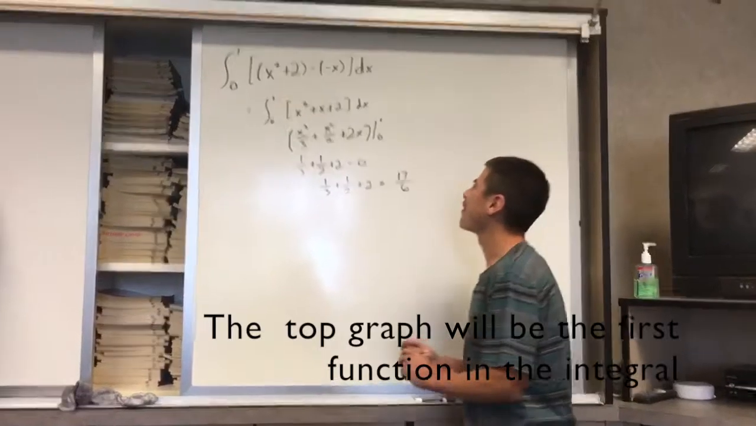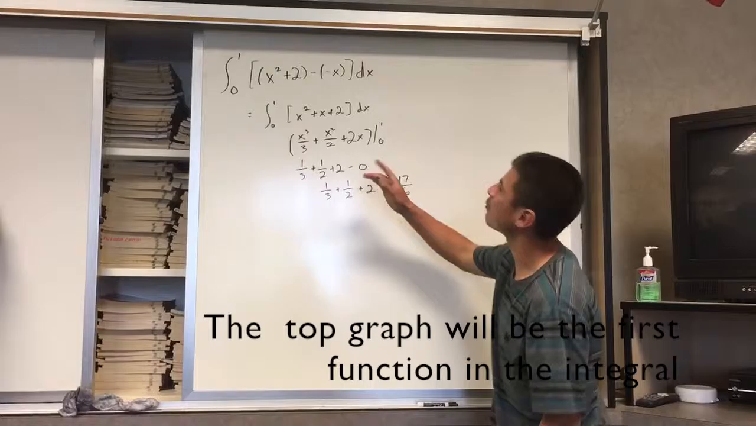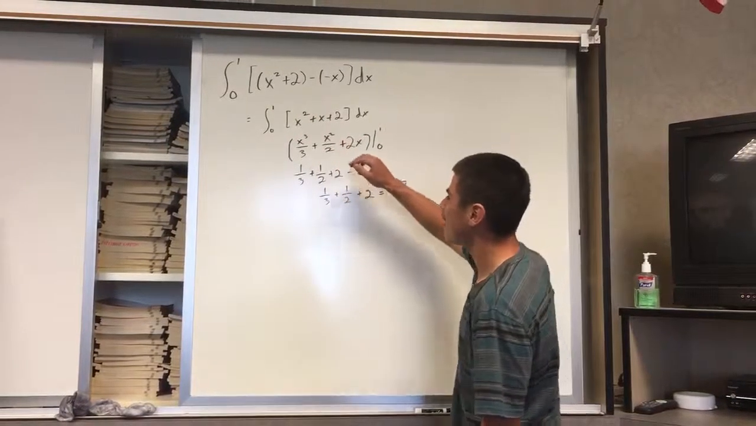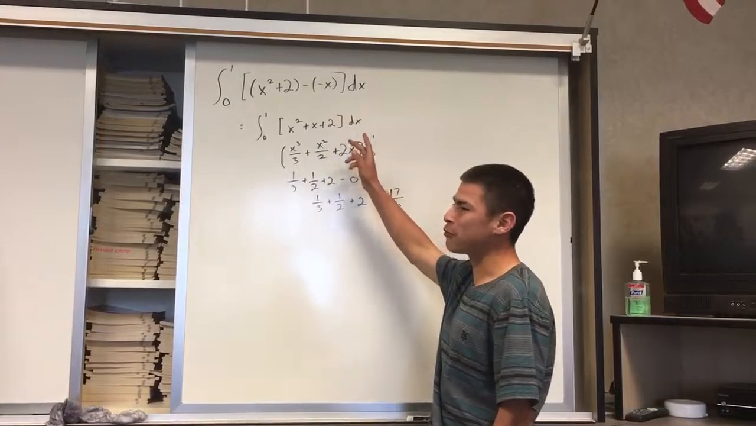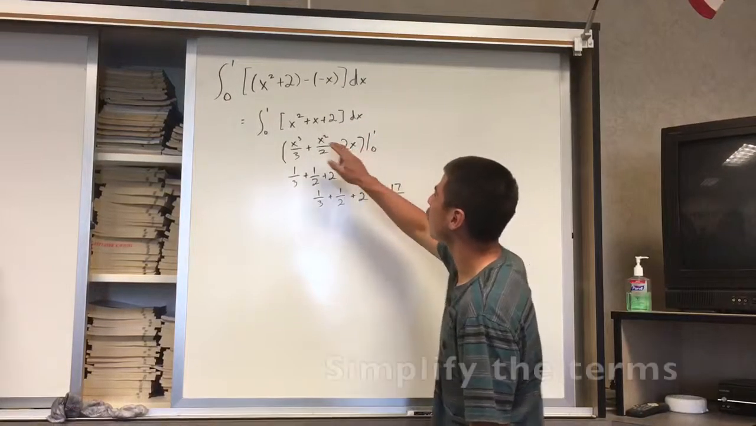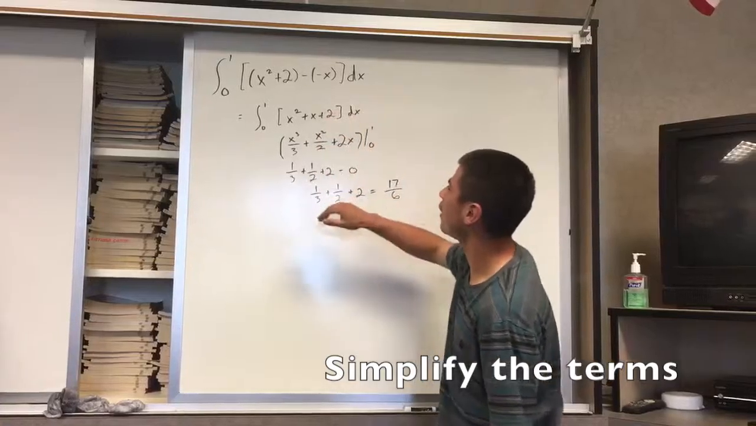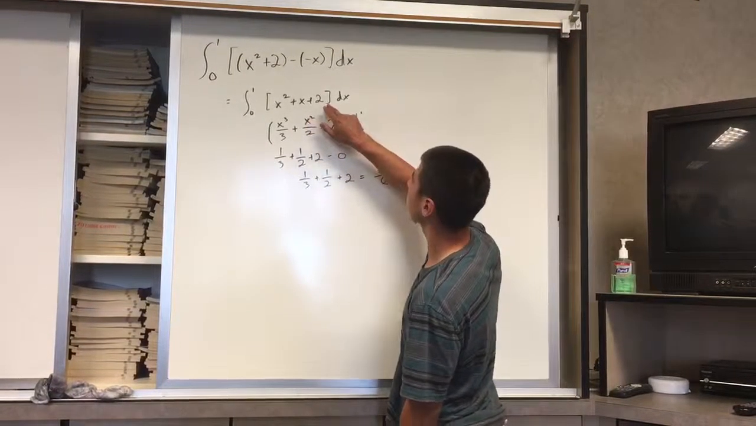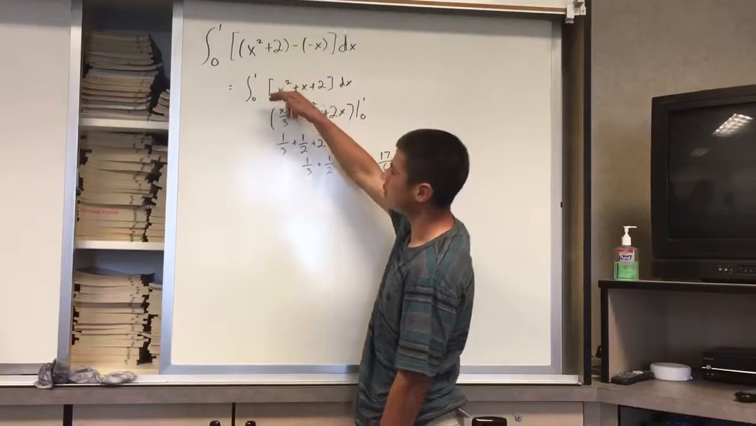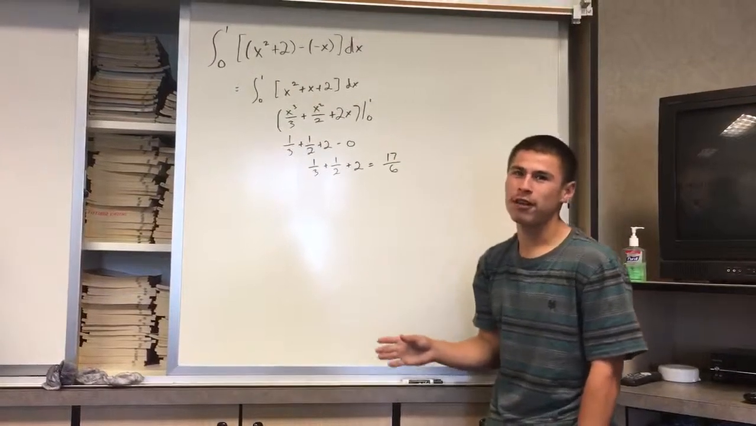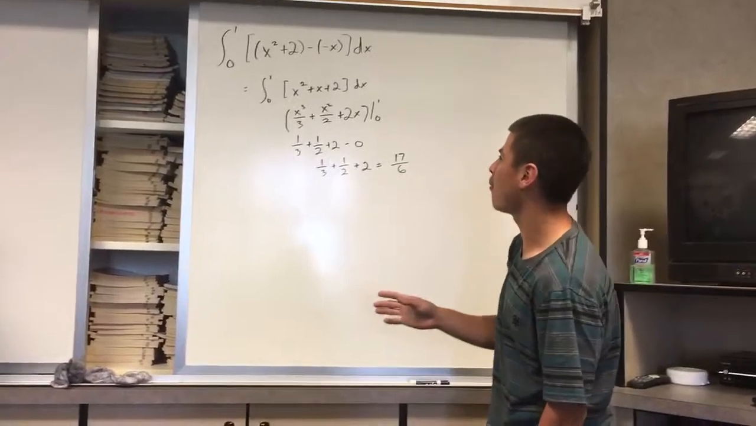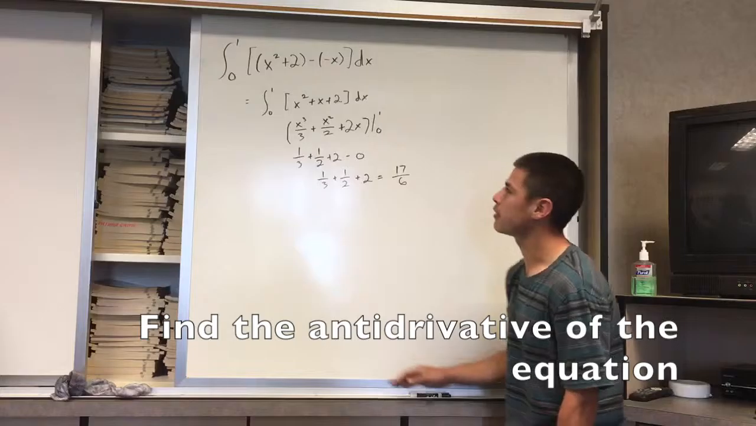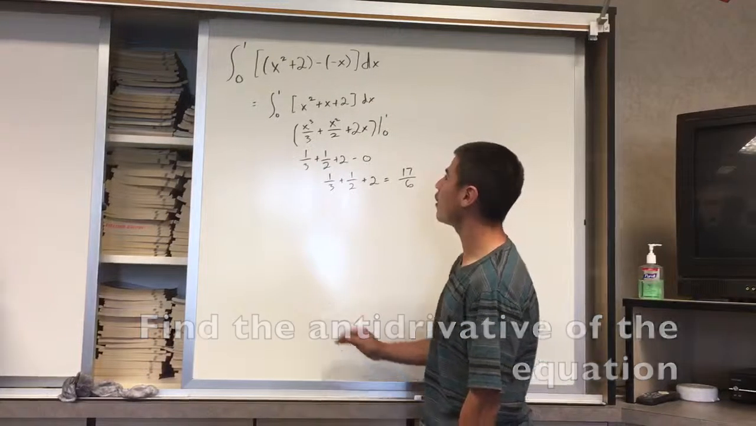From the graph, you could see that the parabola was on top, so you put that first, so it's x squared plus 2, and then you subtract the one on the bottom, which was the negative x. Then you do the calculation for that, and you get x squared plus 2 plus x, and then the integral is from 0 to 1, because that is the interval on the graph in which the area is. So now that you have this equation, you take the antiderivative of it.